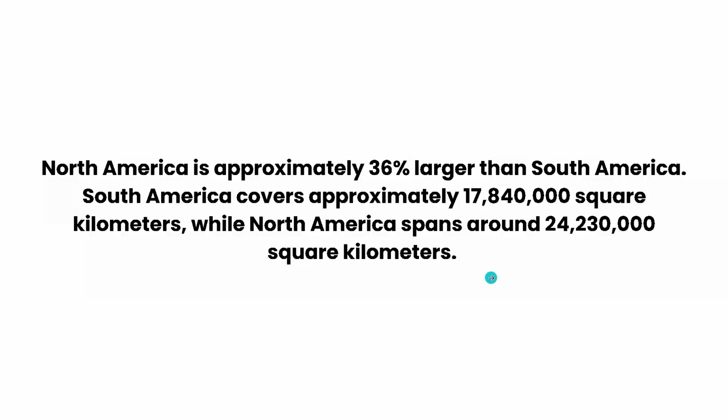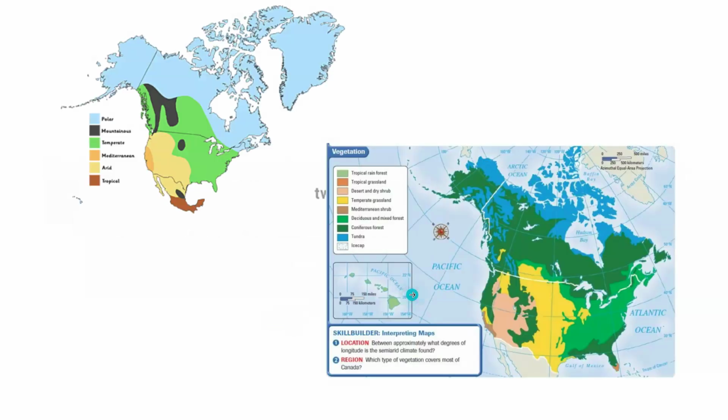Next, North America is approximately 36 times larger than South America. South America covers approximately 17 million 840 thousand square kilometers, while North America spans around 24 million 230 thousand square kilometers.